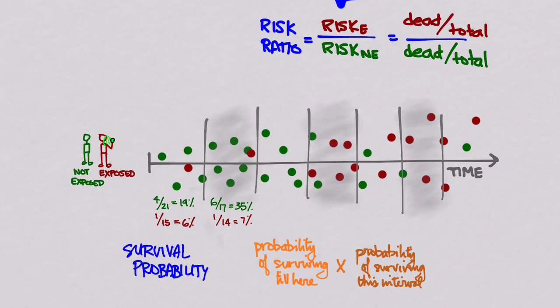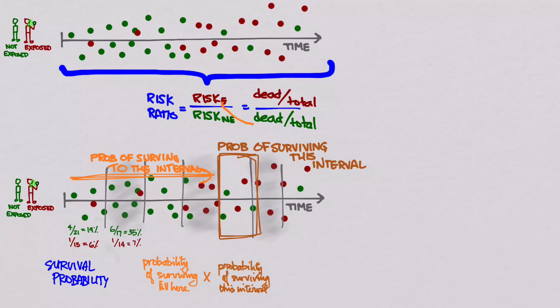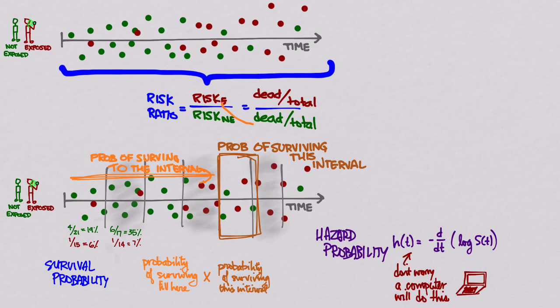So let's talk now about survival probability. If we look at one interval, let's say this interval right here, the survival probability depends on 2 things. It depends on the probability of surviving this interval times the probability of even making it this far. And the survival probability and the hazard probability are related by this horribly ugly formula, but don't worry. A computer will do that for you. You don't have to memorize that. We're just going to think about the concepts here.